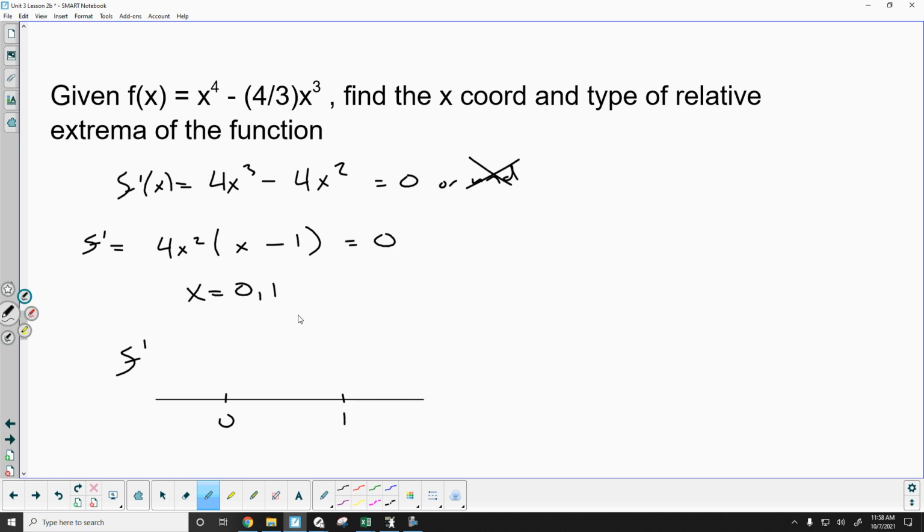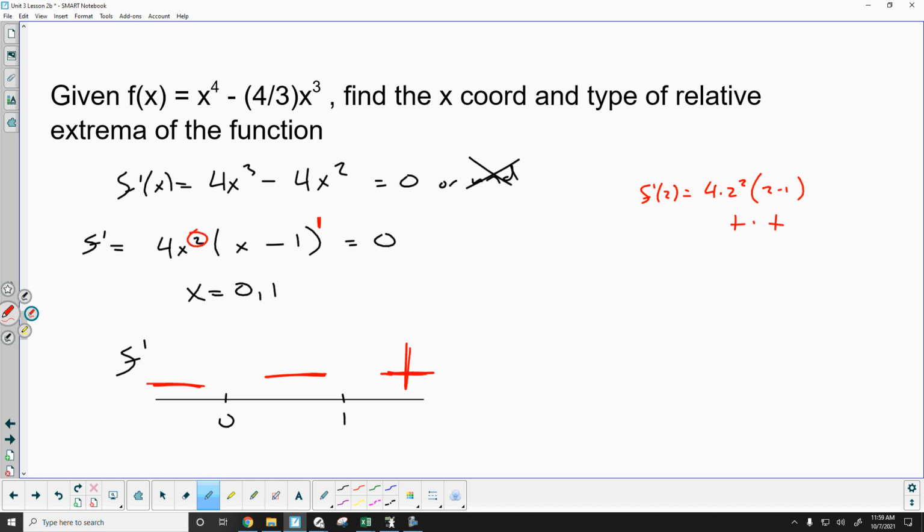You just need to test one interval. Let's test at 2. 4 times 2 squared, 2 minus 1, positive. If you tested your signs on every interval, you'd be correct, okay? If you don't understand this multiplicity thing, don't use it. The multiplicity of my root x equals 1 is 1, which means I will change signs at 1. The multiplicity of x equals 0 is 2, which means I will not change signs at 0.